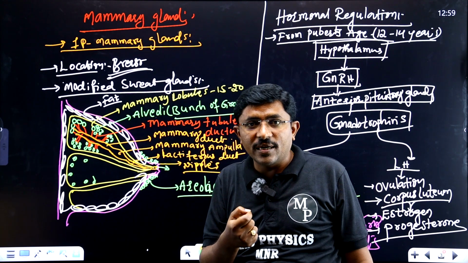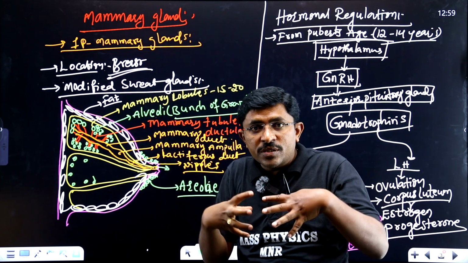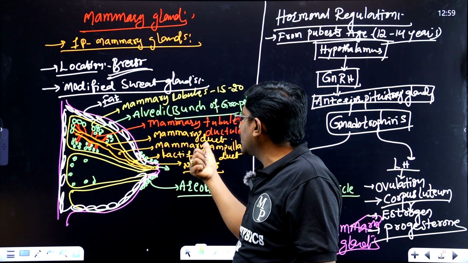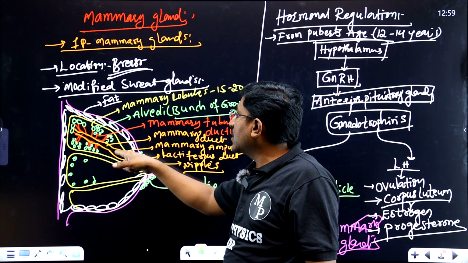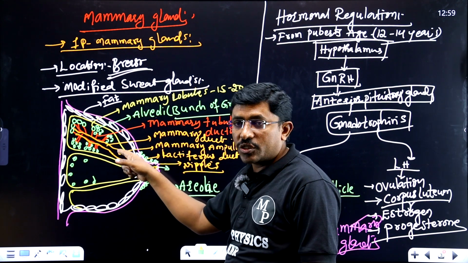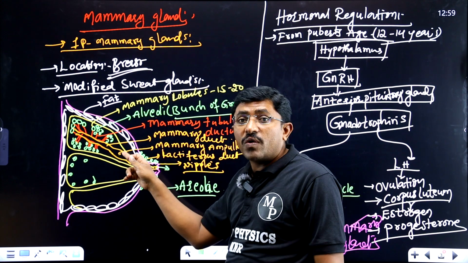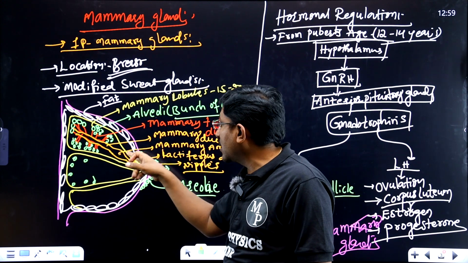Small ductules are there. The group of small ductules are fused and form the larger duct, that is the mammary duct. Again this mammary duct opens into one swollen structure. The swollen structure is the mammary ampulla.